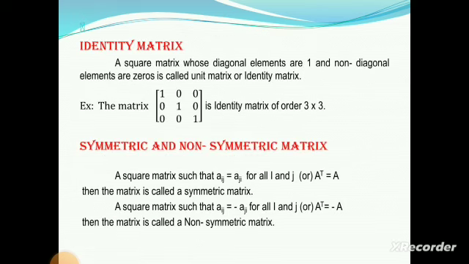Next, we are going to see about the identity matrix. A square matrix whose diagonal elements are 1 and non-diagonal elements are 0 is called a unit matrix or identity matrix.